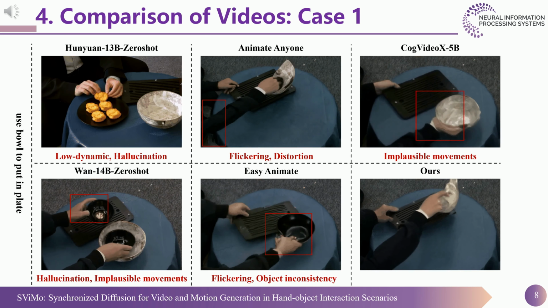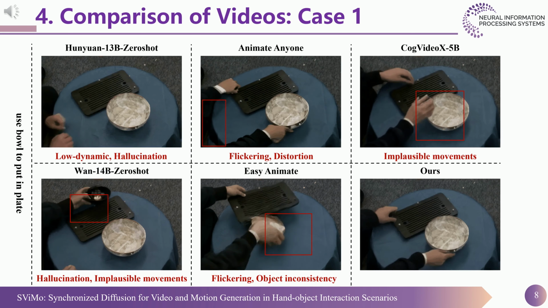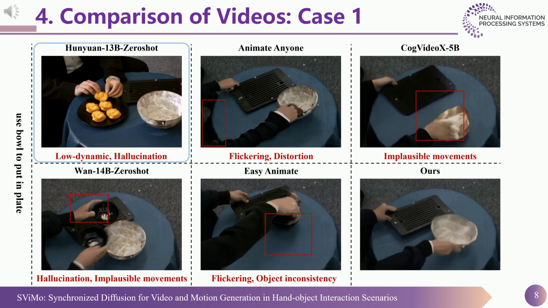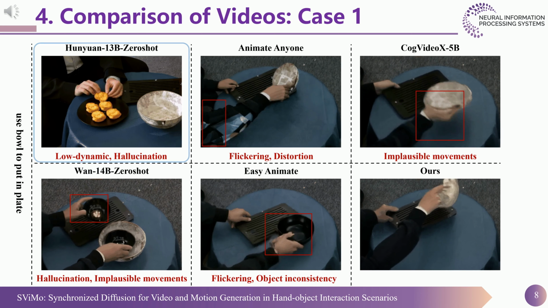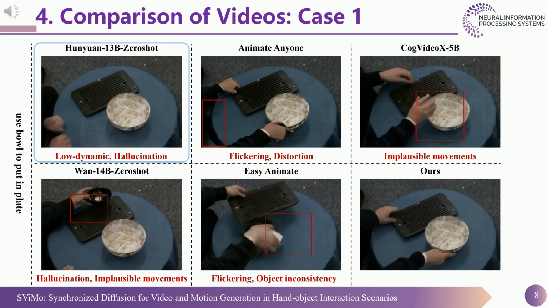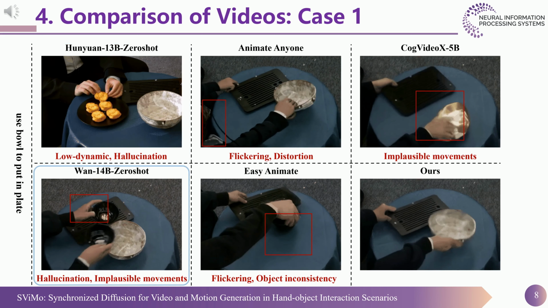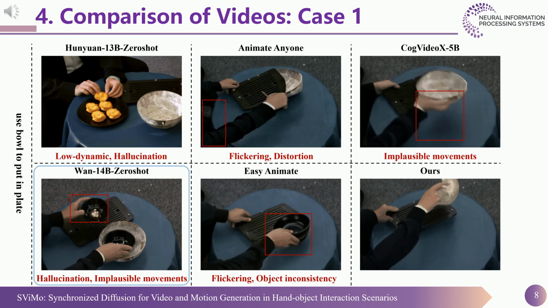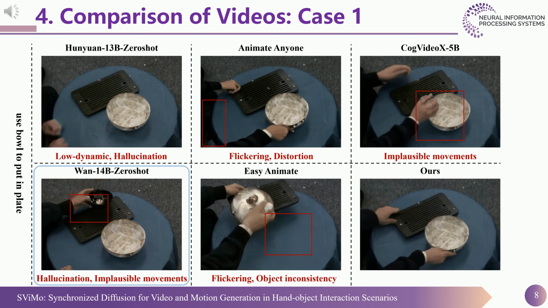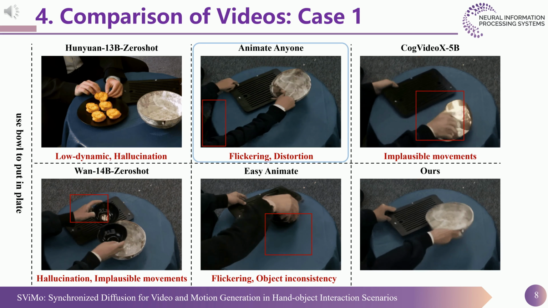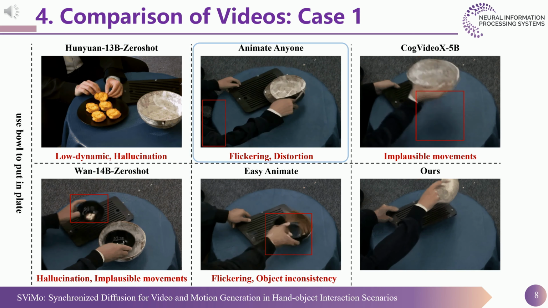The first case involves the interactive task: use bowl to put in plate. This is Huanyuan's result. It exhibits limited dynamics and hallucination issues in the latter half of the video. This is Wan's result. It hallucinates a third bowl with unrealistic floating motion. This is Animate Anyone's result. It shows strong frame flickering and object shape distortion.